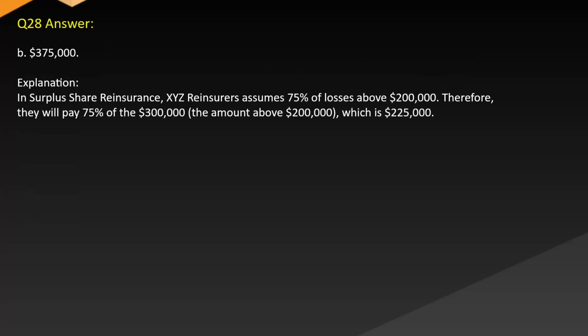Answer: B. $375,000. Explanation: in surplus share reinsurance, Zai's Reinsurers assume 75% of losses above $200,000. Therefore, they will pay 75% of the $300,000, the amount above $200,000, which is $225,000.